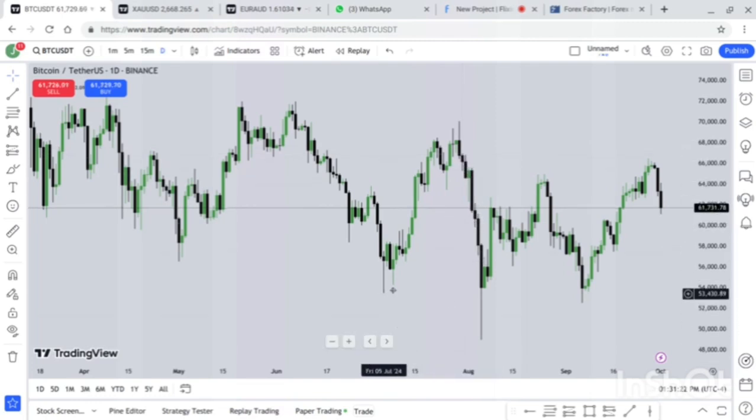1, 2, 3, 4, 5, 6, 7, 8 days. Let's assume this is my profit that I'm targeting. I have to wait for 8 days, 8 good days. So that is for people trading on the daily time frame.